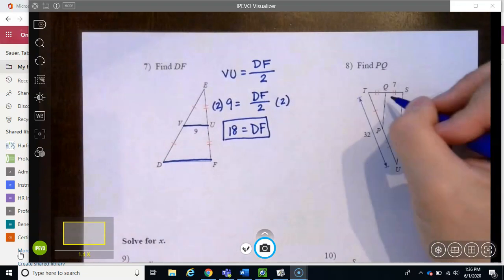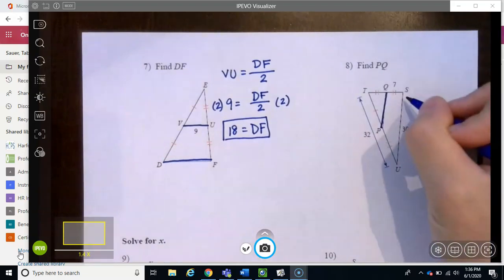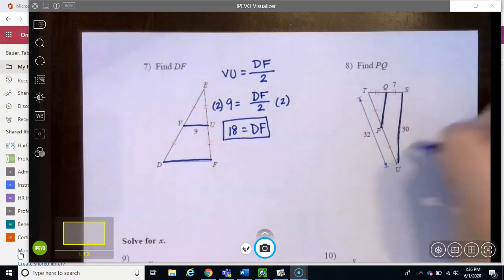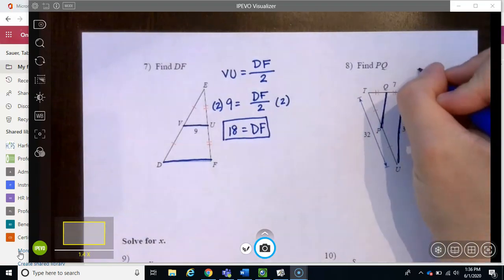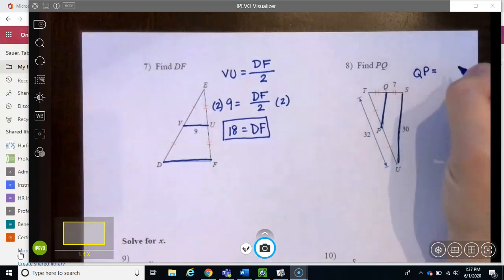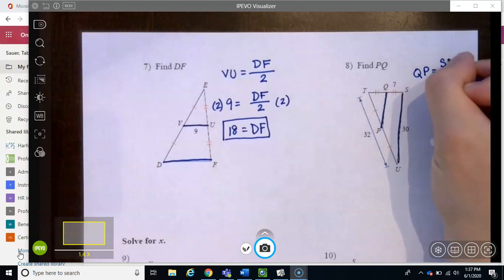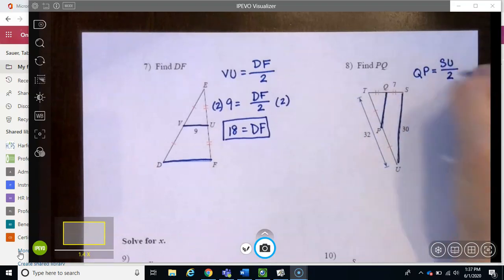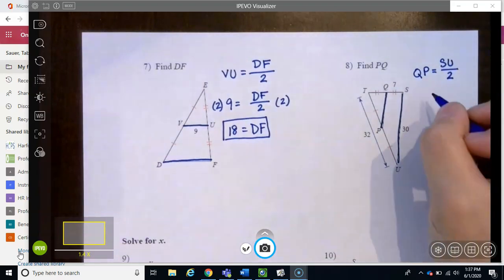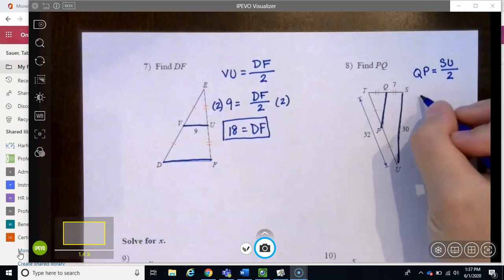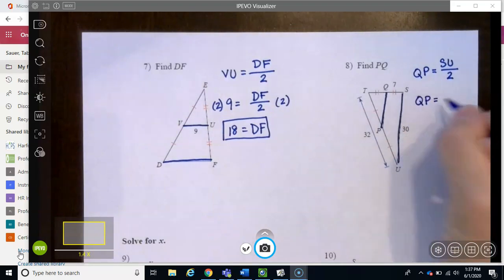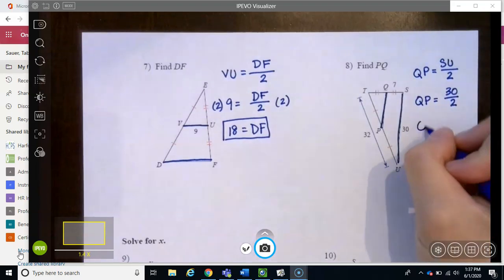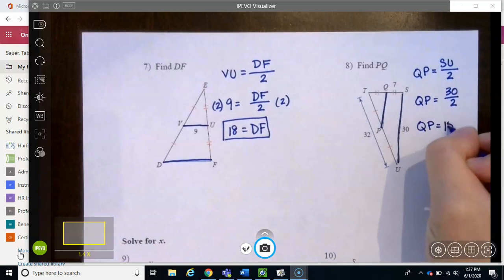On the next one, we're finding PQ, so we're finding the mid-segment. And the base that's parallel to that is SU. So the mid-segment QP is equal to the base SU divided by 2. So it's always the mid-segment equal to the base divided by 2. So QP is what we're trying to find. SU is 30, and you have to divide that by 2. So QP is 15.